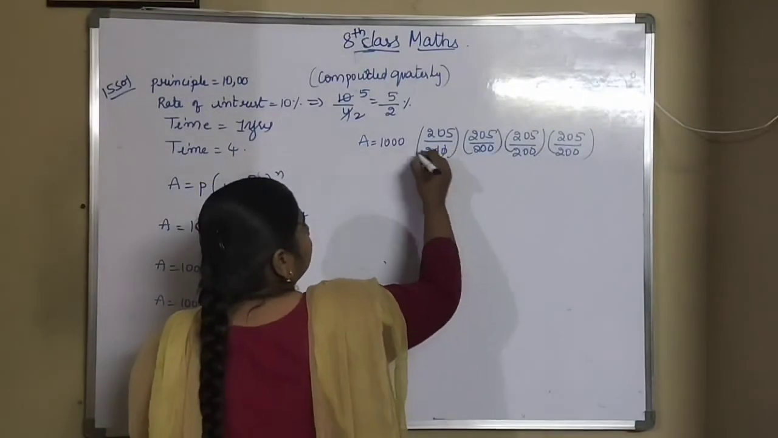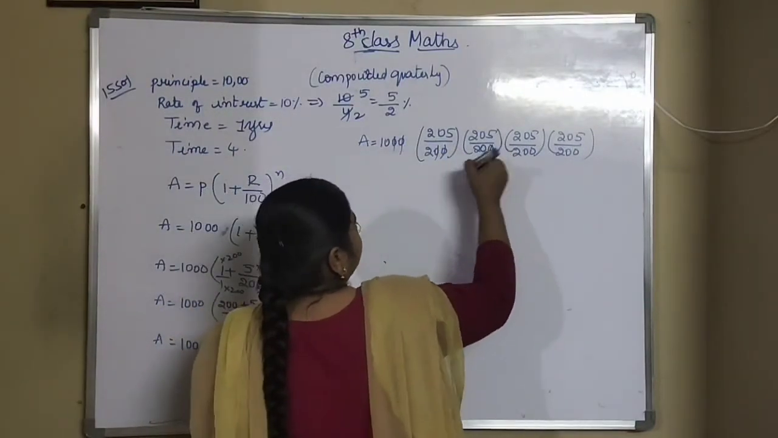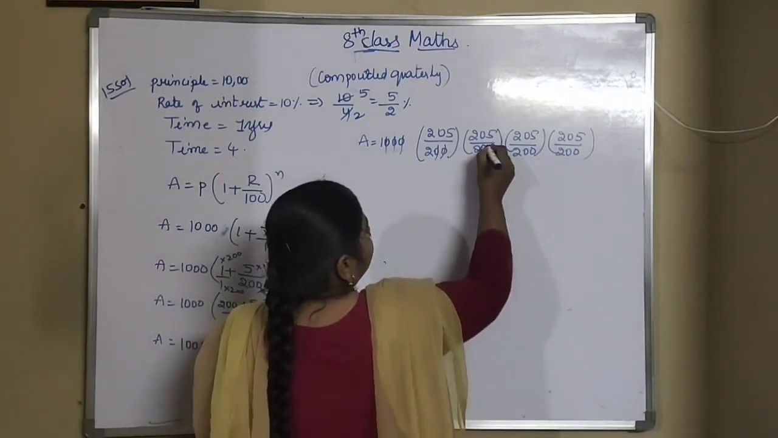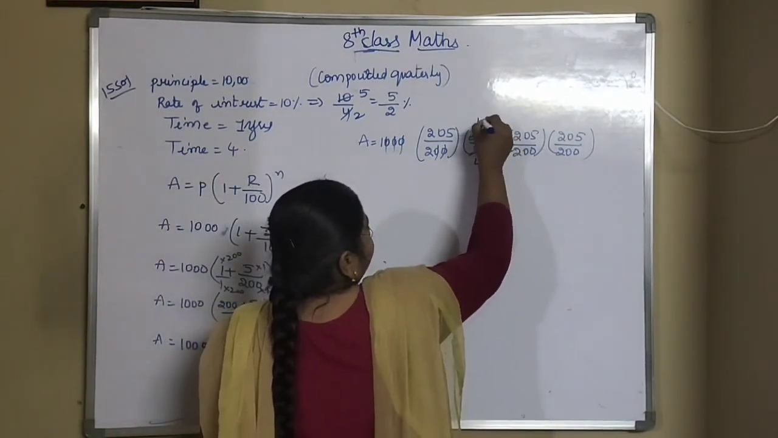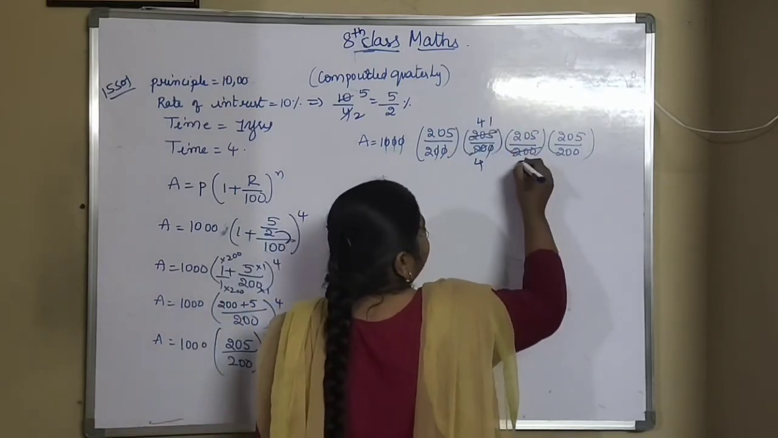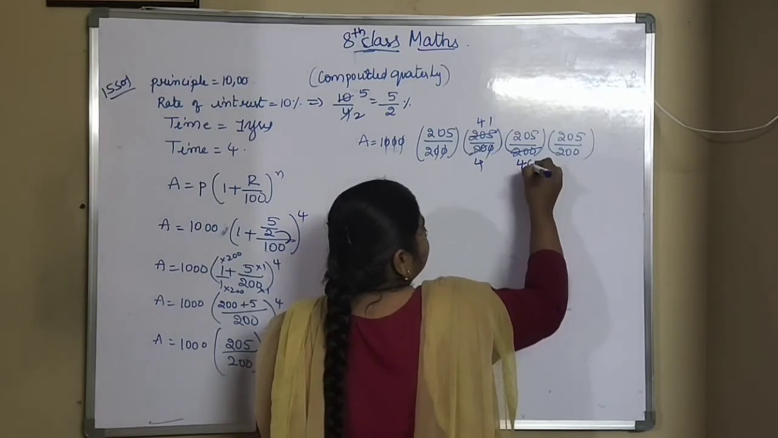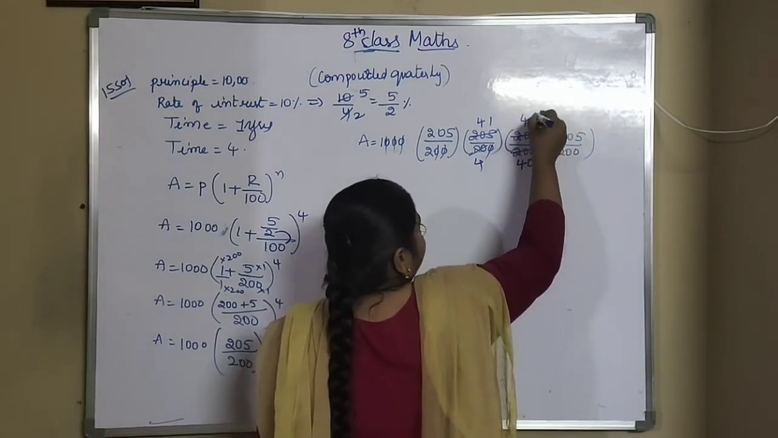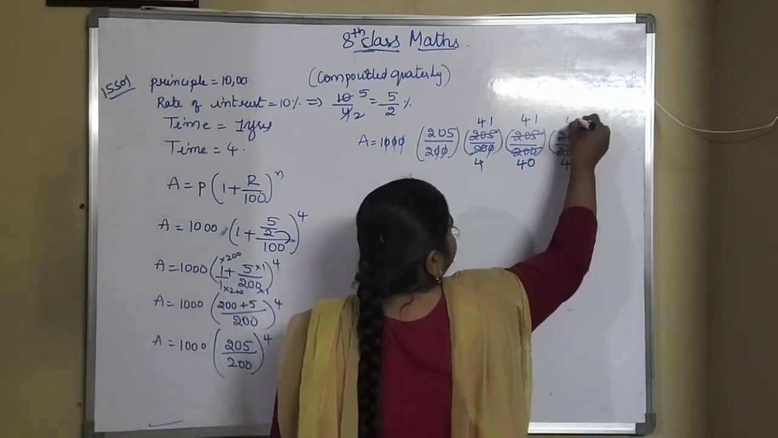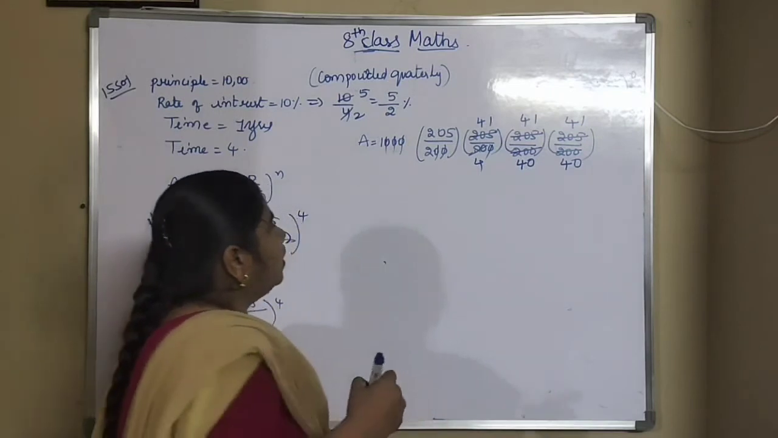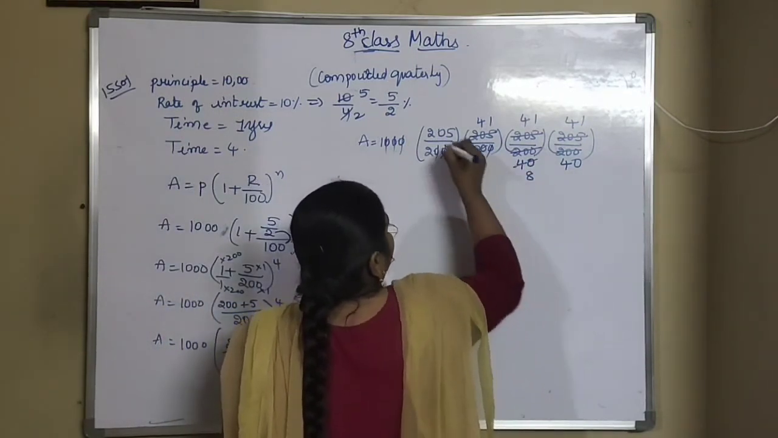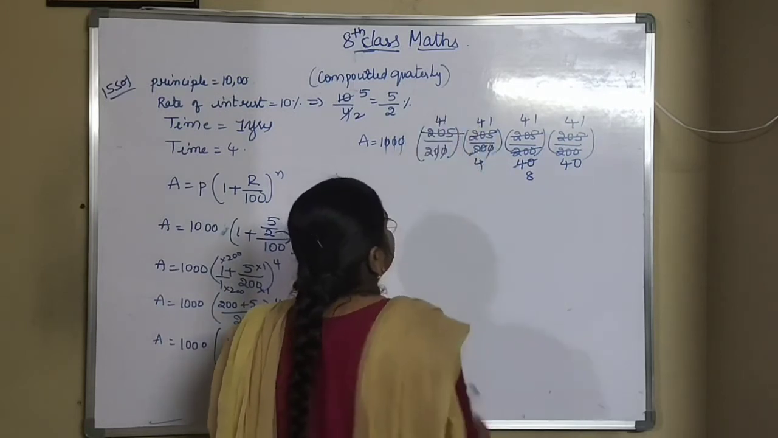So the zeros will get cancelled. 0, 0 will get cancelled. Now cancelling in the 5 table: 5 4s are 20, 5 1s are 5. Same in the 5 table I am cancelling: 5 4s are 20, 5 zeros are 0. 5 4s are 20, 5 1s are 5. Again 5 40s are 200, 5 41s are 205. Now still I am cancelling again in the 5 table: 5 8s are 40, 5 41s are 205.